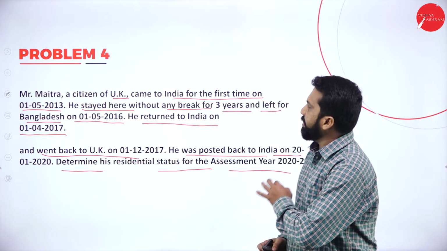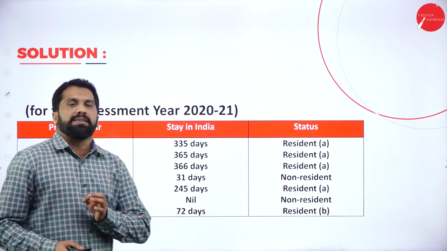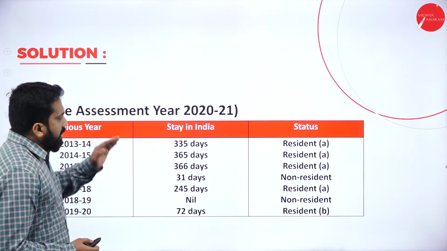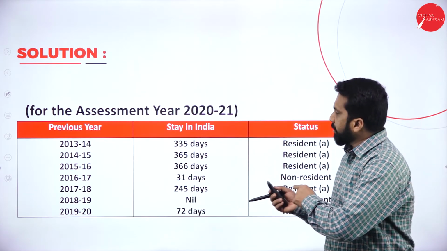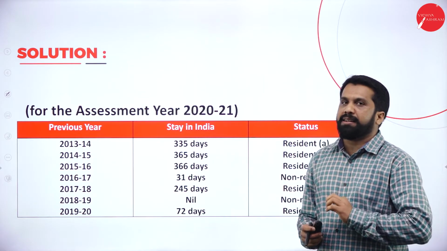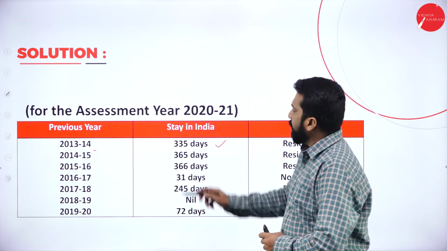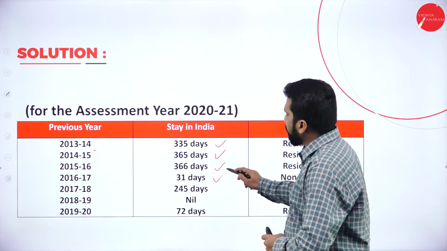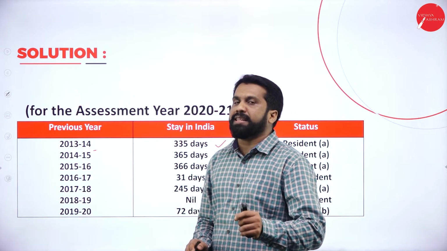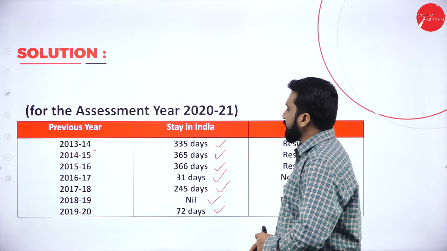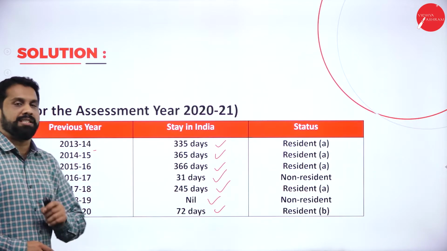How to find out? Easy. Now, we'll go to your answer. See, this is one of the ways to calculate your residential status. Now, in this kind of residential status, if you have more than 1 year, you can go like this. Each year, calculate and write. Now, in the 13 and 14, he was there for 335 days, 365, 366, 31 days, 245 days. And during 18 and 19, he was not there in India. Then, in 2019 and 20, he was there for 72 days. So, these are the information we have.